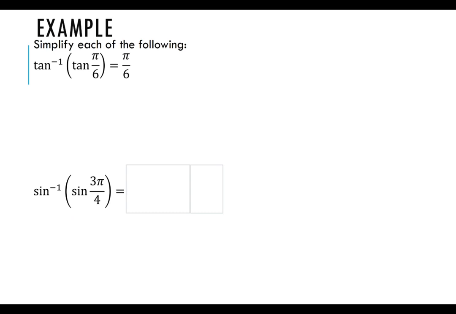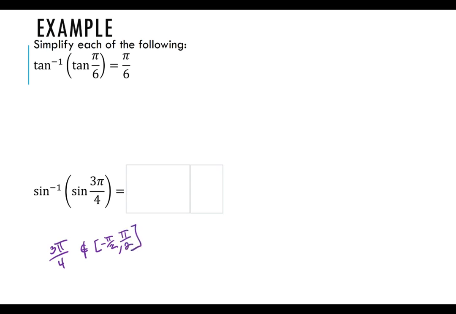Sine inverse of sine of 3 pi over 4. Alright, what is our range of sine inverse? Our range of sine inverse is quadrant 1 and quadrant 4. It is from negative pi over 2 to pi over 2. Is 3 pi over 4 in there? The answer is no. 3 pi over 4 is not in the range from negative pi over 2 to pi over 2.